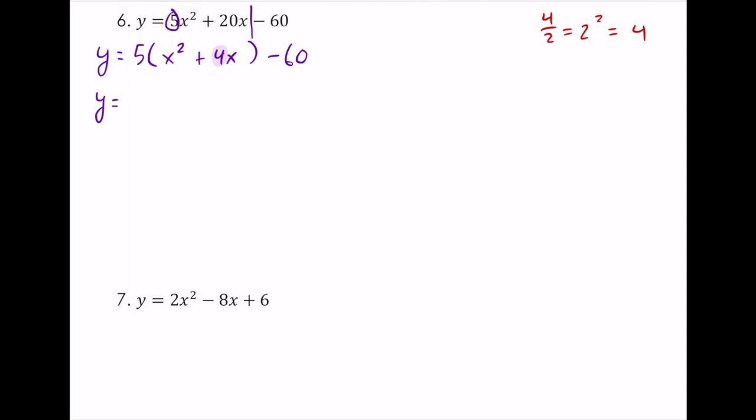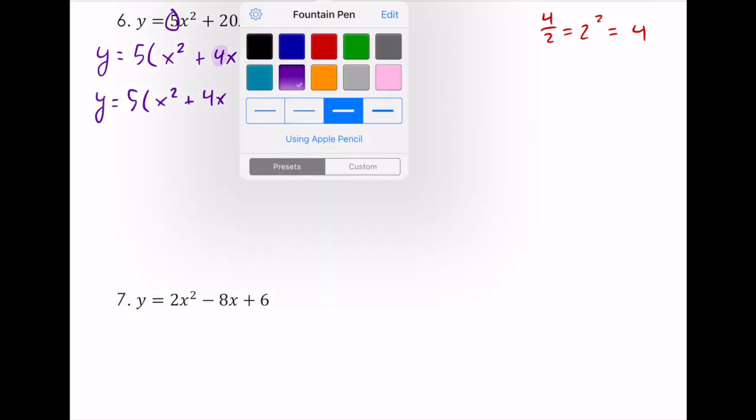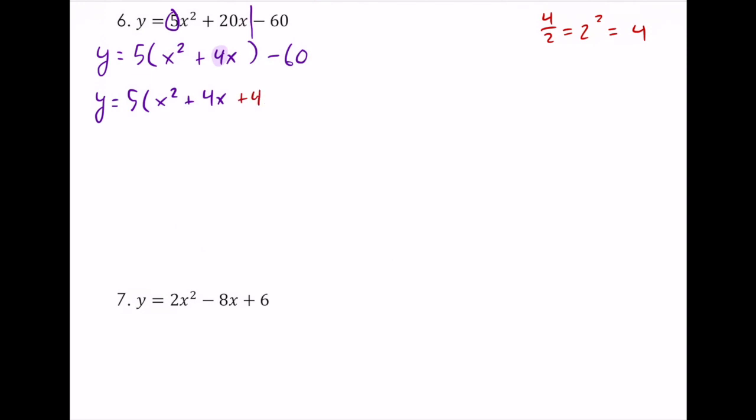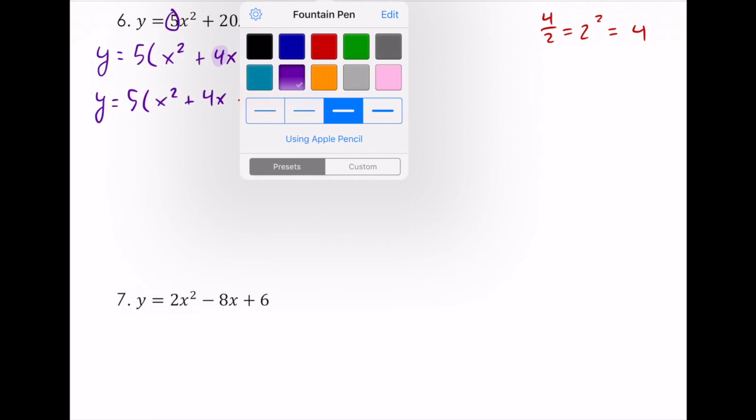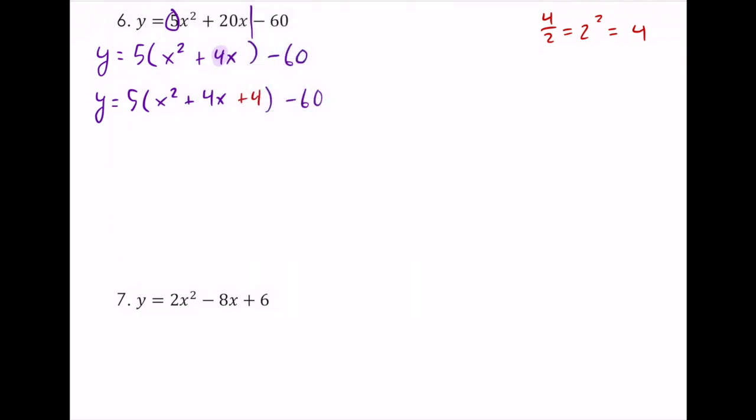So we have y is equal to 5x squared plus 4x. Now I'm going to add the 4. We have the minus 60. Once we added the 4, we're going to subtract the 4. But I also want to make sure that we're multiplying by that 5. The 5's in the front and it's in the back.